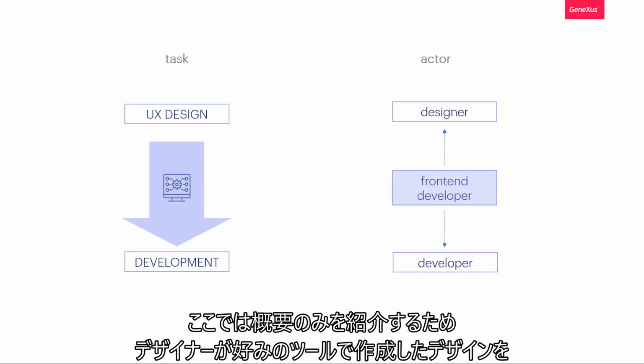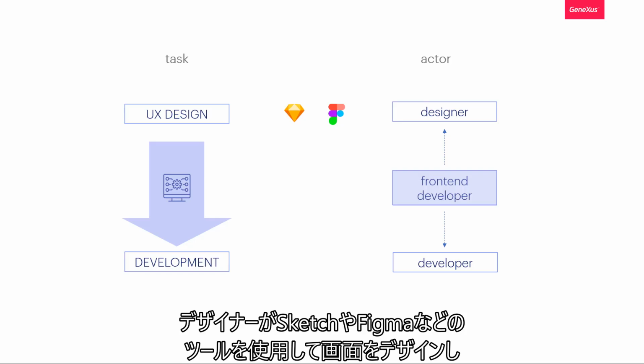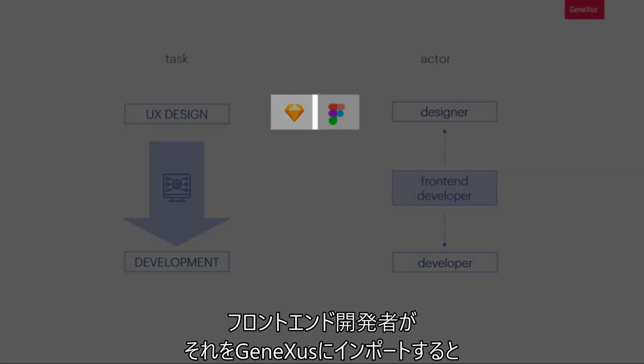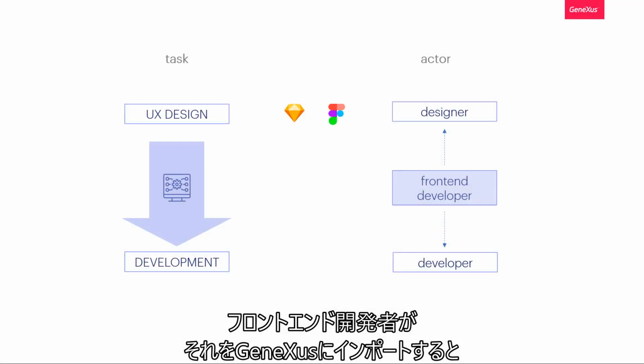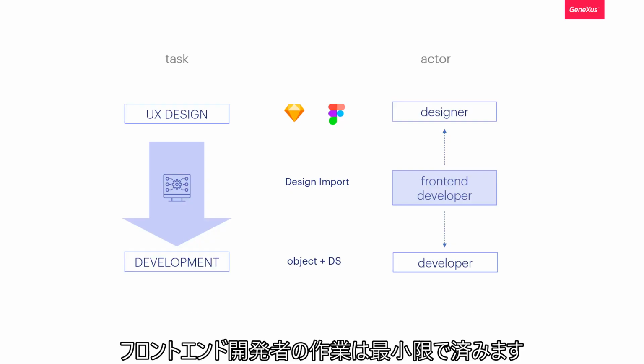In this case, in Genexus, using the tools provided by Genexus to work with design systems. Since we only want to see an introduction here, we will not address the ways to directly import into Genexus the design created by the designer in his or her preferred tool. But we'll say that this is possible. The designer designs the screens with a tool such as Sketch or Figma, and the front-end developer imports it into Genexus, which will automatically build the objects with all the design incorporated. And there, the front-end developer will have minimal work to do.